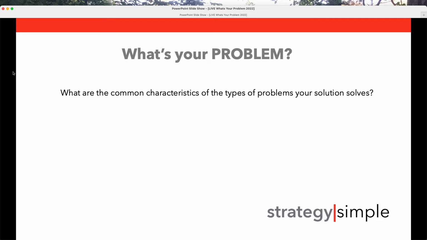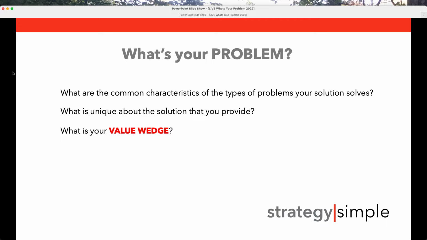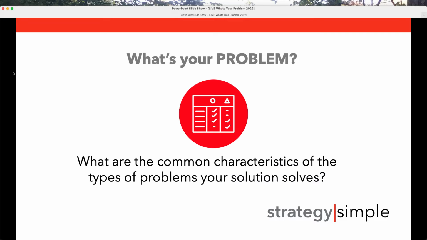Number one, what are the common characteristics of the types of problems that your solution solves? Number two, what is unique about the solution that you provide? And then this is where it gets really meaty, and this isn't necessarily all about me, but what is your value wedge? This is from a book by a couple of authors that I really like, and we'll go through that in a minute.